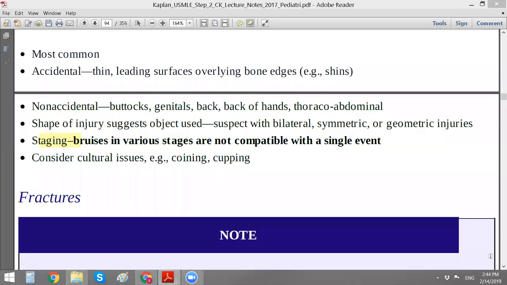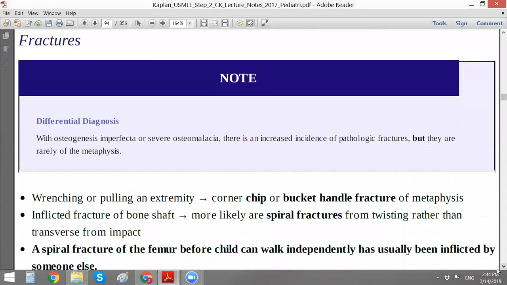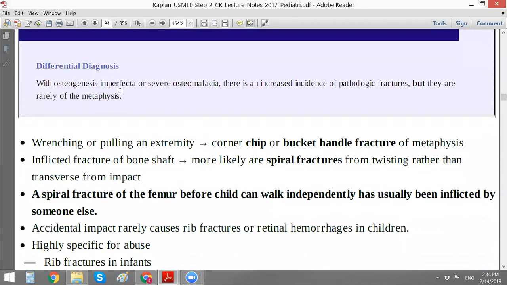So, then we have fractures. Differential diagnosis: with osteogenesis imperfecta or severe osteomalacia, there is an increased incidence of pathologic fractures, but they are rarely of the metaphysis. This is very important: metaphyseal fractures rule out these conditions. Wrenching or pulling an extremity causes a corner, chip, or bucket handle fracture of the metaphysis. So metaphyseal fractures are corner, chip, or bucket handle fractures.